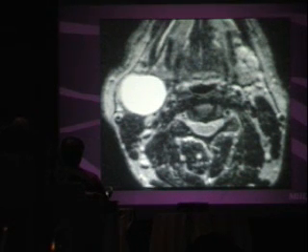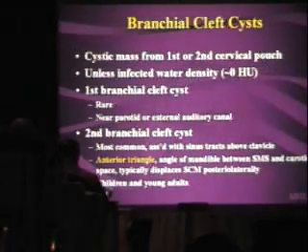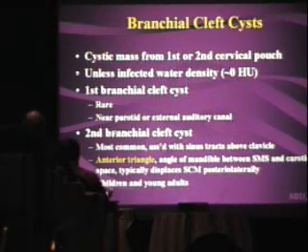If it has a thin wall and is homogeneous, you're pretty safe. There's pretty much nothing else it could be, especially if it's nice and round. On T1, it might have varying signal intensity depending on its proteinaceous content. And basically, first branchial cleft cysts are incredibly rare.